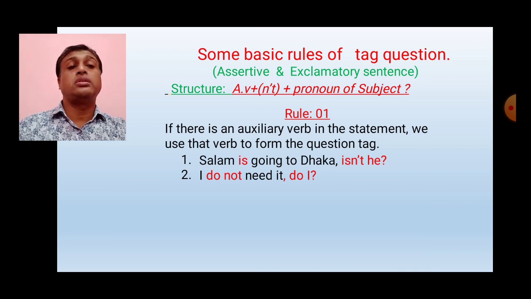Then not. This sentence is a negative statement. So, we will not write not here. Then we will write the pronoun of the subject. Here the subject is I and I itself is a pronoun. So the answer to this statement is do I.